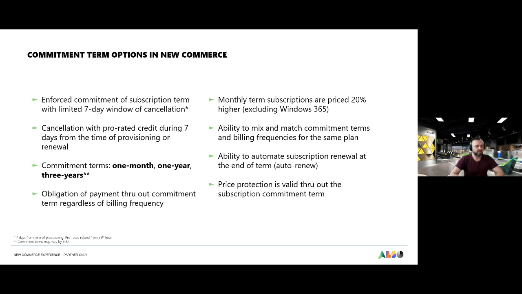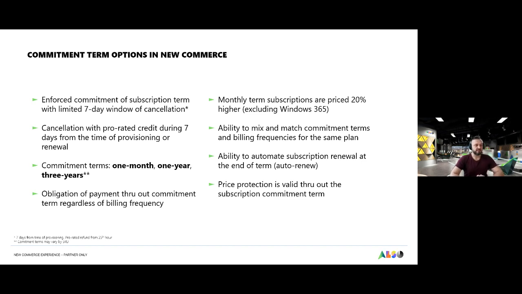So new commerce brings the enforced commitment to subscriptions. So if today in legacy you have 12 months commitment, but it's not enforced commitment, so you can cancel any time. In new commerce, the commitment is enforced. That means that after a short window of cancellation, the channel and the end customer will be locked with the subscription until the end of this commitment term.